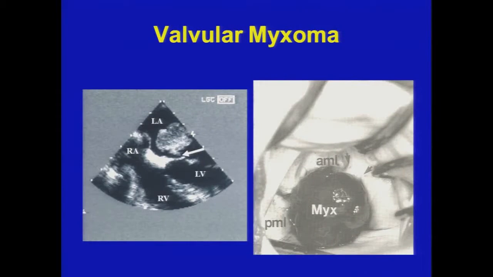Myxomas can also involve the cardiac valves, and there are several case reports. We saw this patient many years ago. Here's a myxoma that's attached to the anterior mitral leaflet. And this is the pathology at surgery, surgeon's view. So anterior mitral leaflet, posterior leaflet, here's the attachment point of this myxoma.